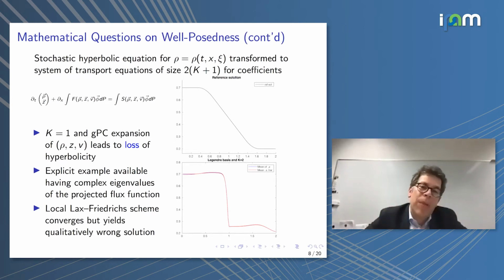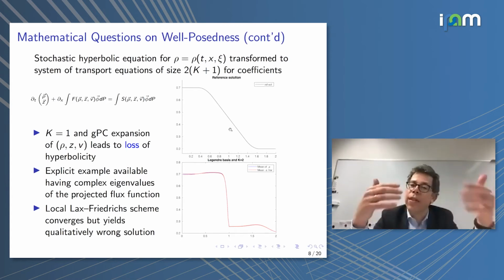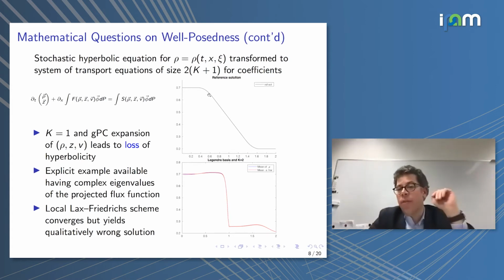And now you can say maybe it's not relevant, but what you can see here is a reference solution to a problem where the initial data was uncertain, and the reference solution is computed with a high order Monte Carlo integration. And then I computed the same thing with this projection, just as I explained to you. I get a non-hyperbolic system, but I have a numerical scheme which could anyway solve that.